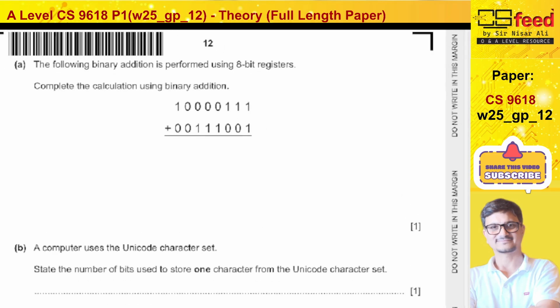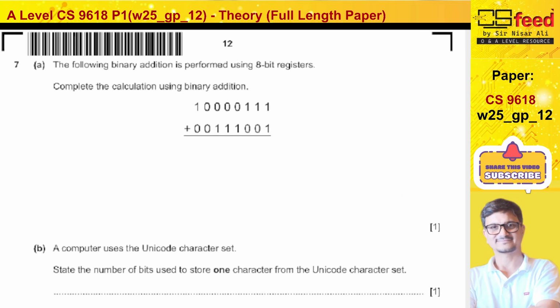Complete the calculation using binary addition. It's very simple. You just have to add the things. 1 plus 1 is 0, but do mention the carry. 1 plus 1 is 0, carry 1. 1 plus 1 is 0, carry 1. 1 plus 1 is 0, carry 1. So this is 1 and this is 1. And it is a simple calculation.